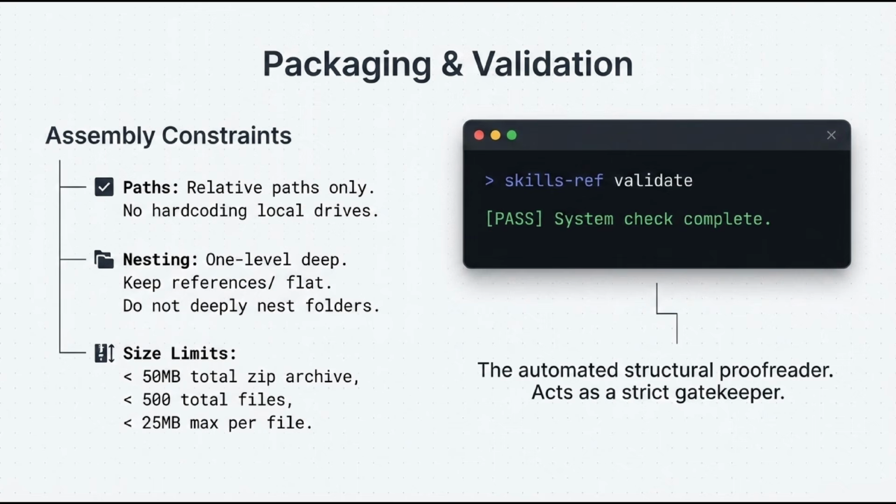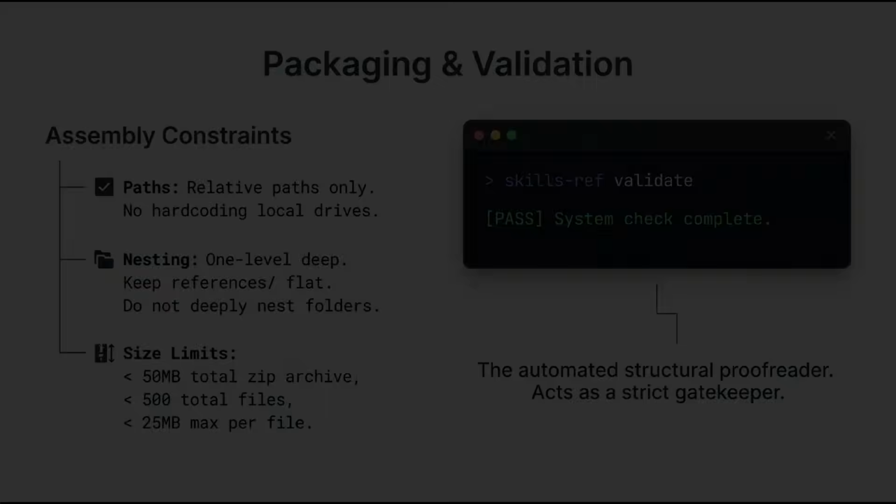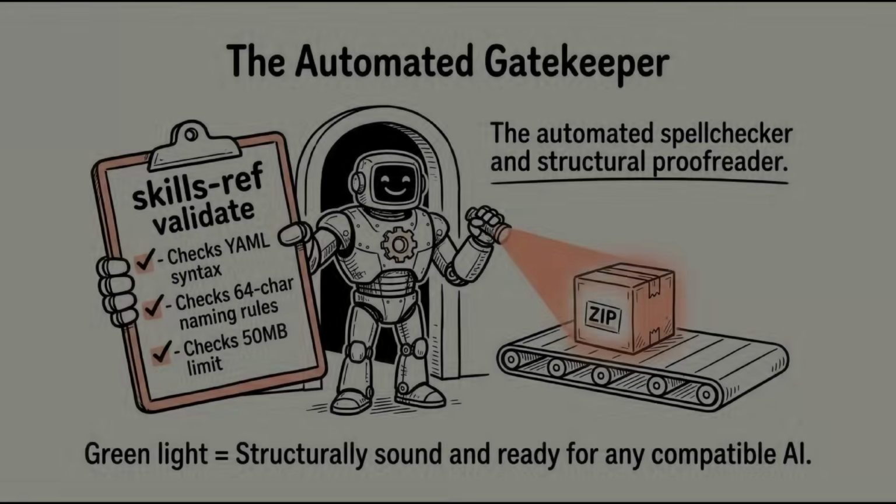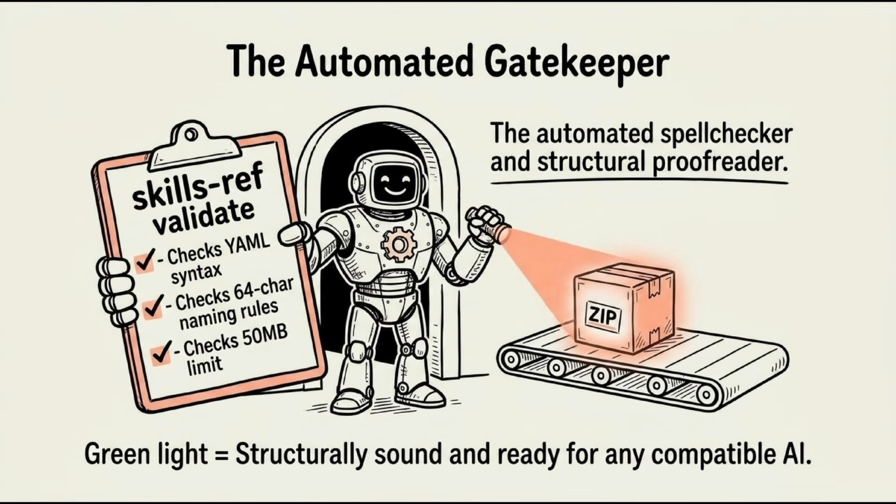Oh, wow. Everything. Everything. It ensures your YAML Frontmatter is formatted perfectly. It checks that your folder name exactly matches the 64-character naming rules without any forbidden capital letters or spaces. It ensures your file size is under 50 megabytes. It's the restaurant manager doing a final rigorous walkthrough, checking the menus for typos and making sure the kitchen is properly stocked before actually opening the doors to the public. It's a great analogy. If that validator gives you the green light, you know with absolute certainty that your playbook is structurally sound and ready for any compatible AI to pick up and use.